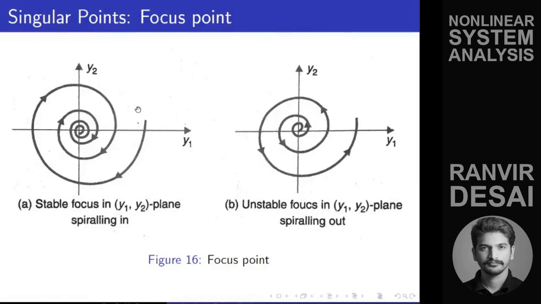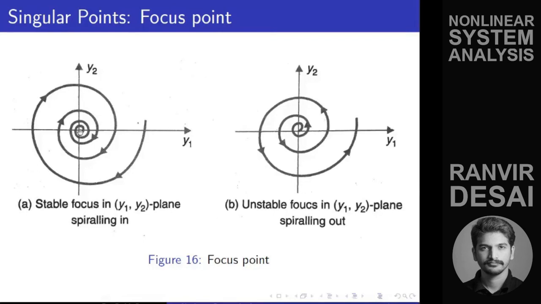So there are two eigenvalues on the left hand side of the S-plane. You can draw that graph, lambda 1 lambda 2 on the left half of the S-plane, which are complex conjugates of each other. So it will spiral towards the origin.